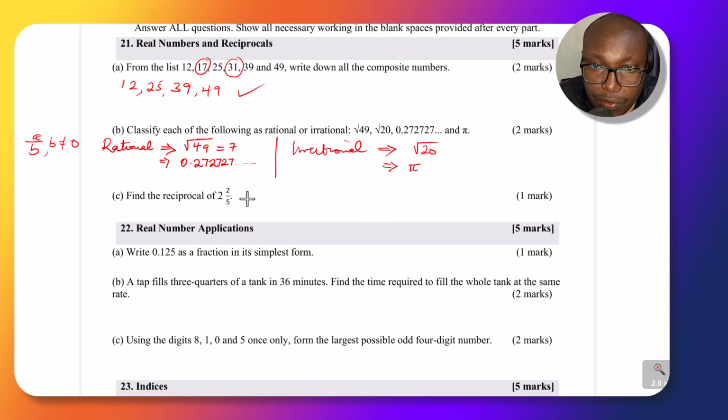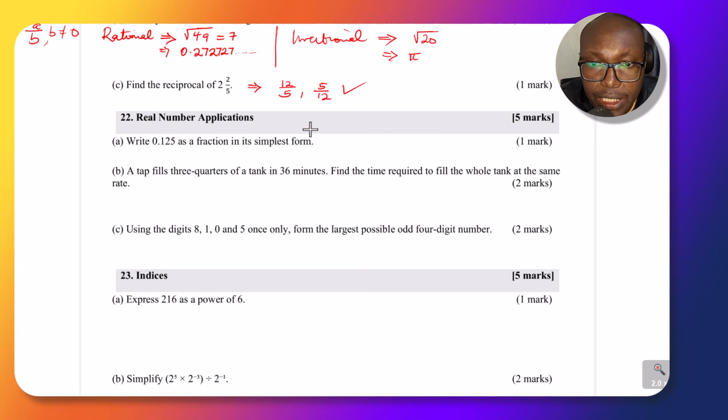First of all, this is a mixed number. So you convert it into an improper fraction: 5 times 2 is 10, 10 plus 2 is 12, divided by 5. So when you get the reciprocal of 12 over 5, this becomes 5 divided by 12. That's just one mark. We go to the next question, question 22, which is about real number applications.